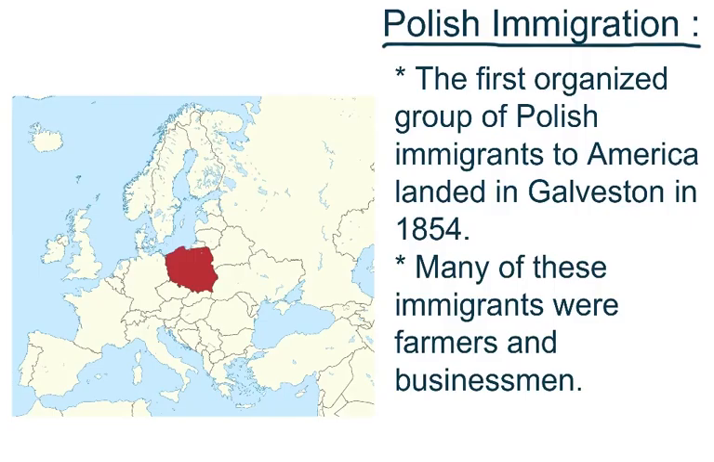Next, we're going to talk about Polish immigration. Now, here you see Poland, the country in red on this European map. The first organized group of Polish immigrants to America landed in Galveston in the year 1854. Many of these immigrants were farmers and businessmen, and they brought these particular skills to Texas and used them while they moved here to this new country.